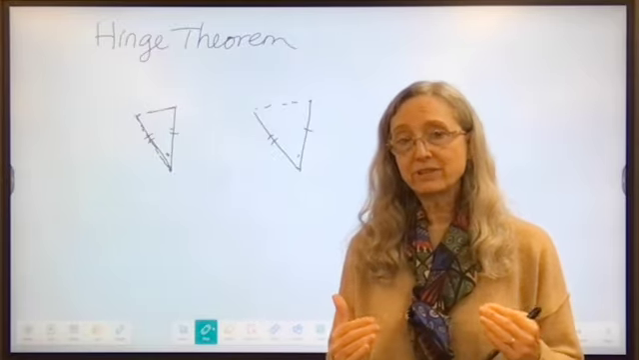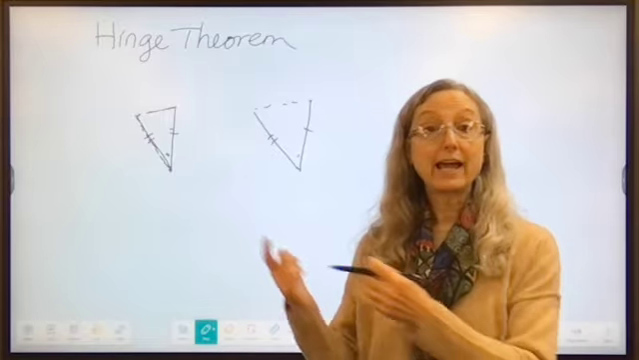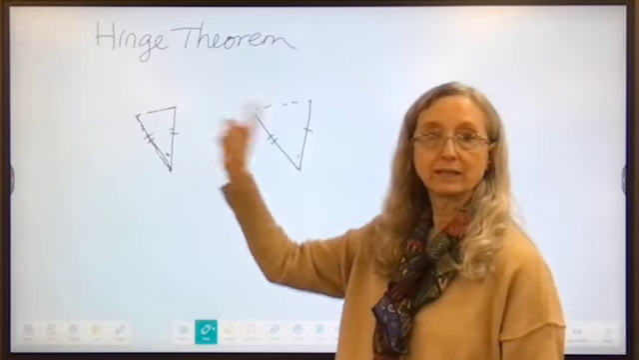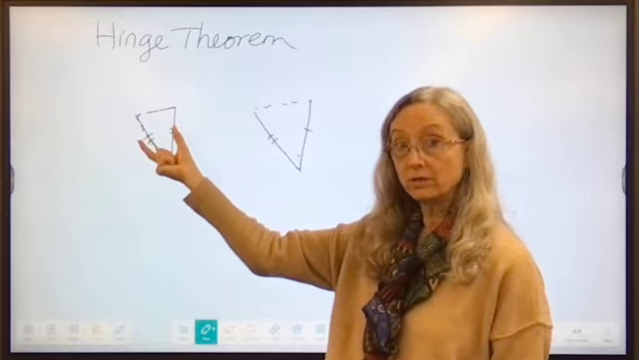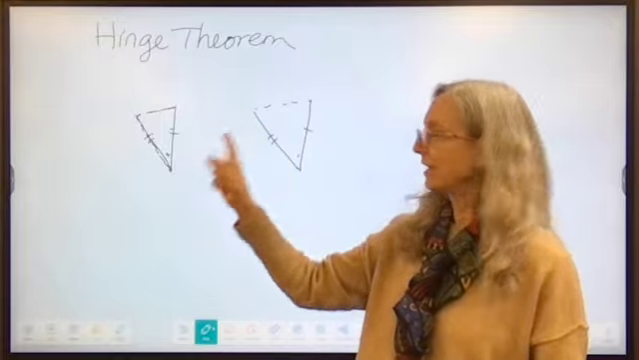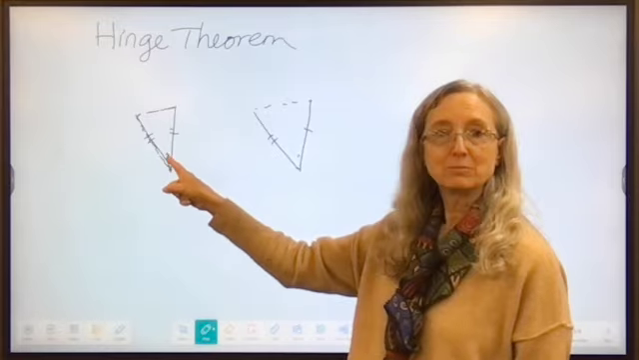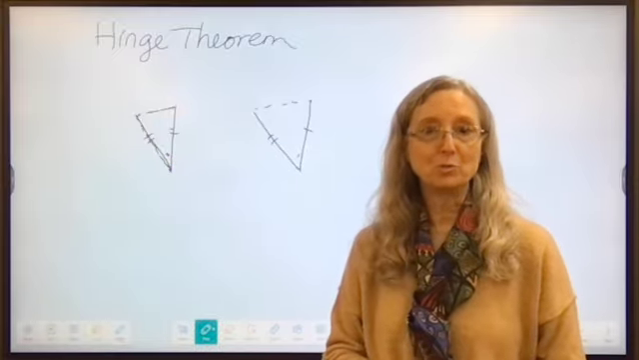The converse of the hinge theorem is exactly the same, just flipped. So let's say I don't know anything about these angles, but I do know the size of the opening. And I've realized this opening is a little shorter, a little smaller than this opening. What does that tell me about the angle opposite it? This angle would have to be smaller than that angle. So the converse also works.